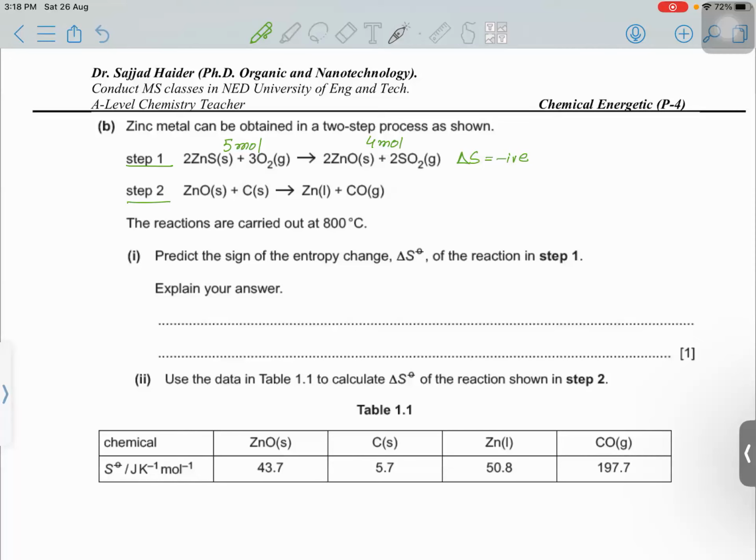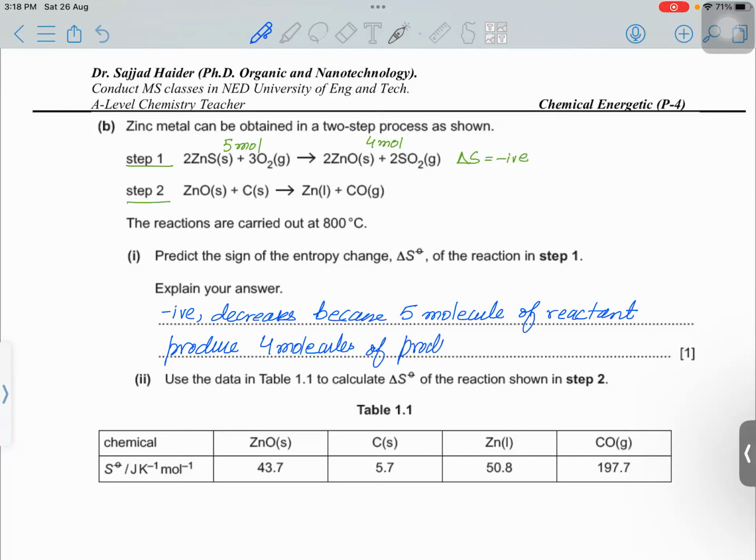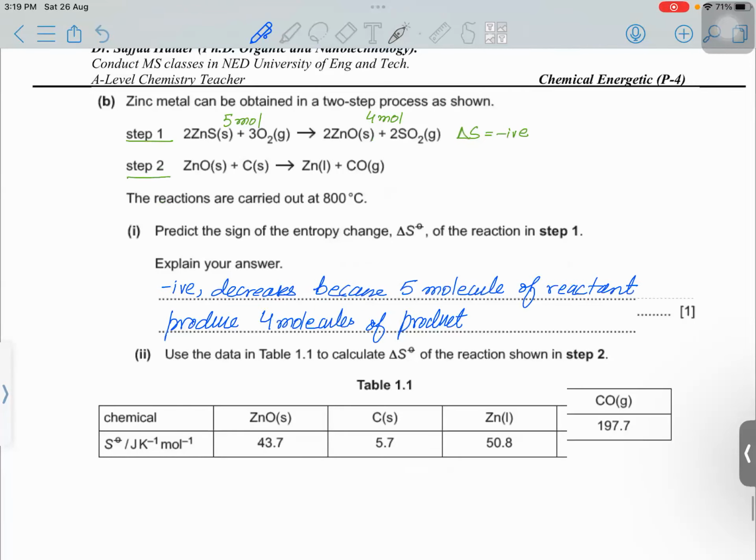So the answer of question number 1: the examiner asked about the sign, so the sign is negative. Entropy decreases because 5 molecules of reactant produce 4 molecules of product. That's why entropy decreases.